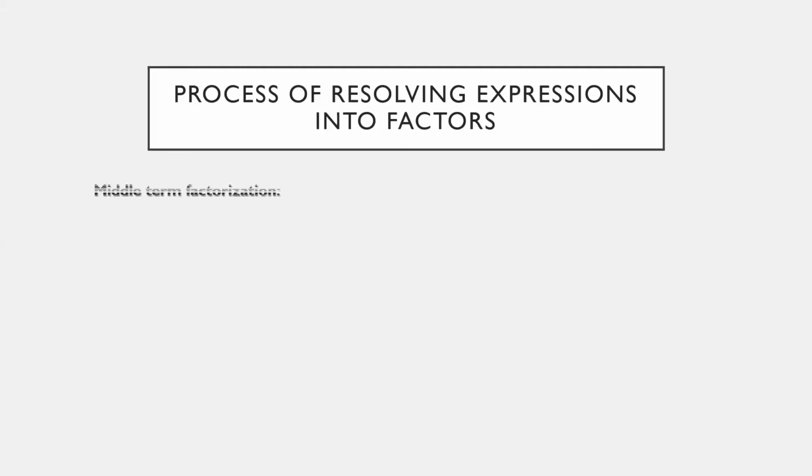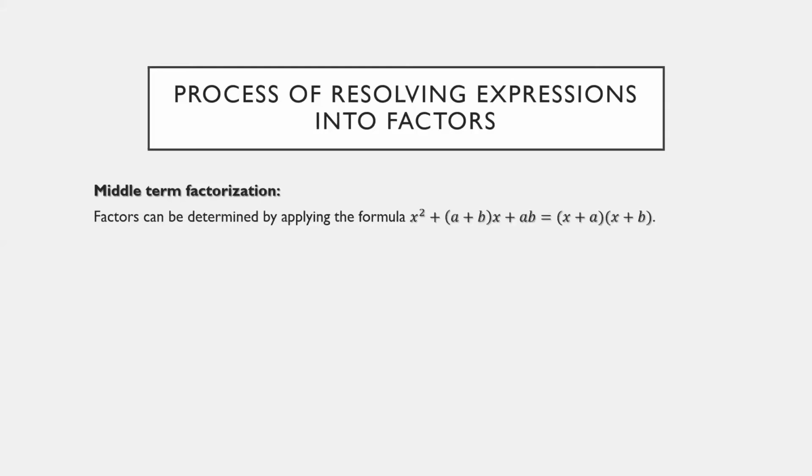Now the next process, which is middle term factorization. This is a very important and common factorization process. Factors can be determined by applying the formula x square plus a plus b into x plus ab equals x plus a into x plus b. This was actually the formula we have learned, the fourth formula of algebra. X plus a into x plus b equals x square plus a plus b into x plus ab. Here we will just apply the formula in the reverse way.